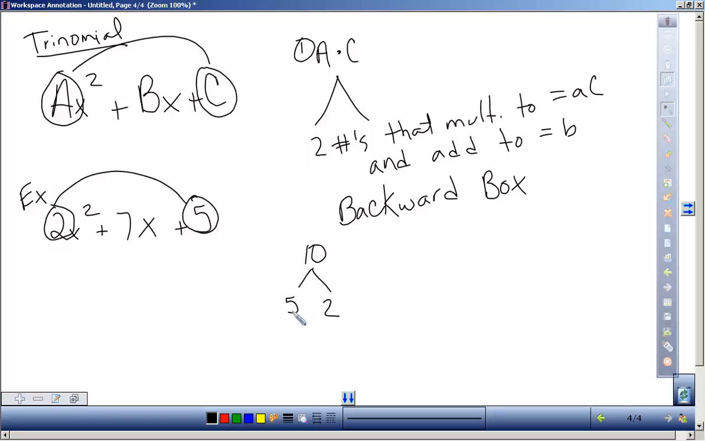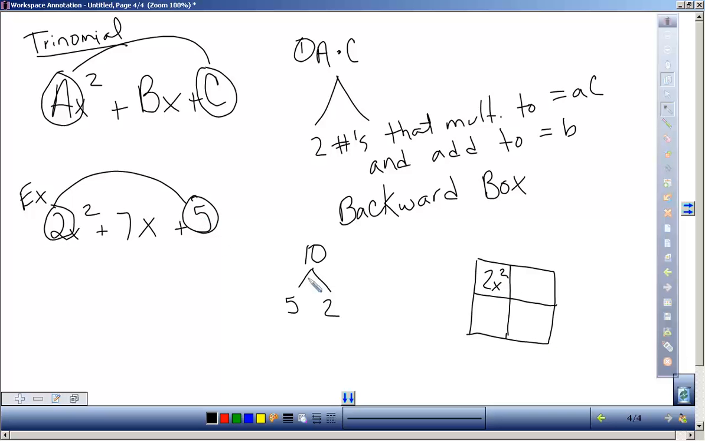Well, that's pretty easy. 5 times 2 multiply to equal 10 and add to equal 7. But this is where we are different than the other one. I can't skip straight to the answer. I do actually have to figure out what was the thing that actually got multiplied. If you've ever used the box method, remember you would put your binomial here and your binomial here and multiply everything together. This is working backwards.